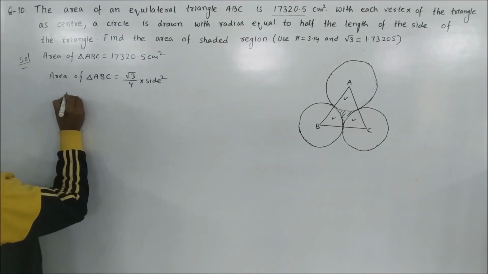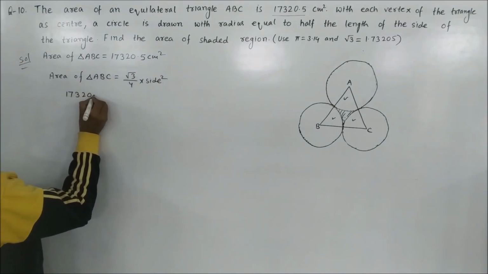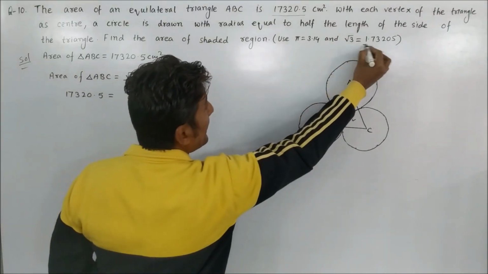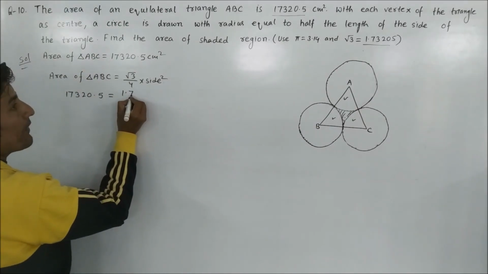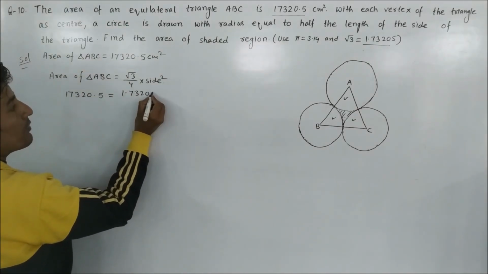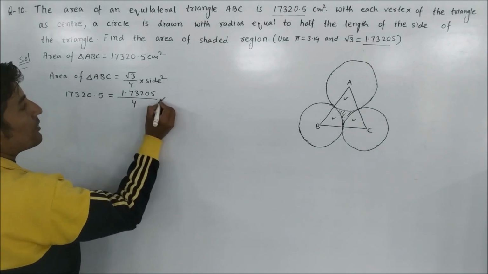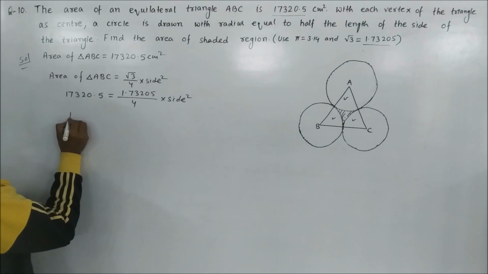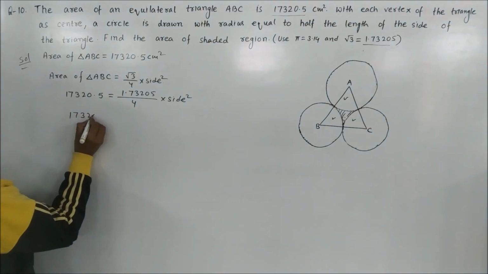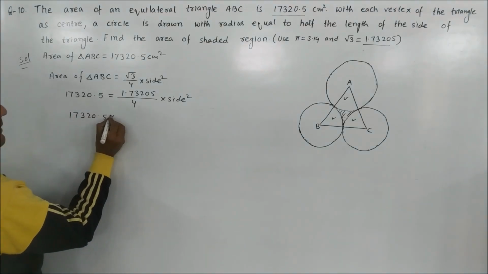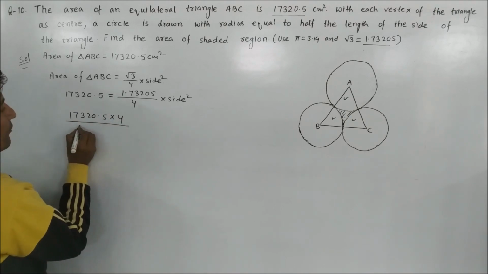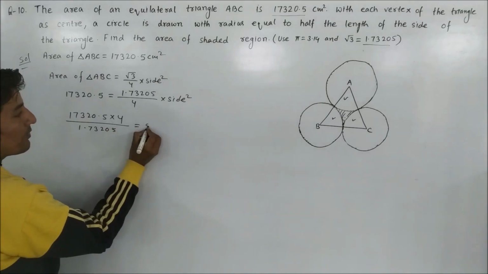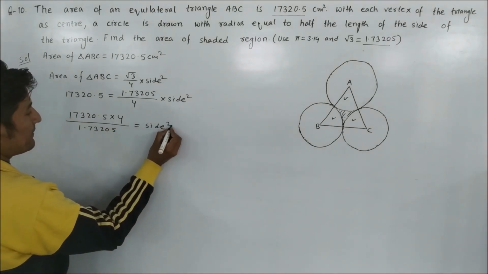Area of triangle is given. 17,320.5 centimeter square will be equal to, in the place of root 3 we can assign the value 1.73205, upon 4 into side square, which will be as it is, there will be no change. Now here we can write 17,320.5 multiplied by 4 divided by 1.73205 is equal to side square.